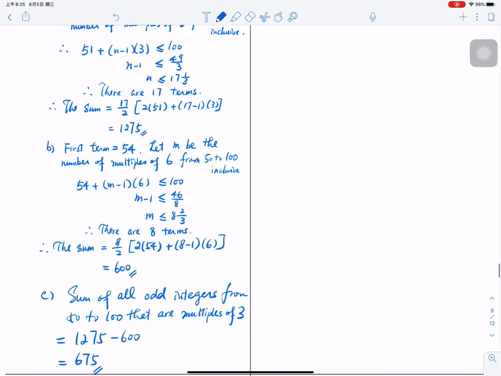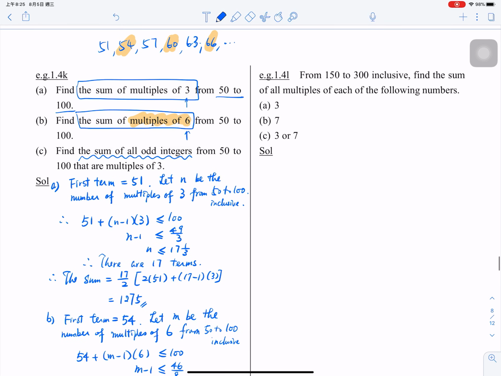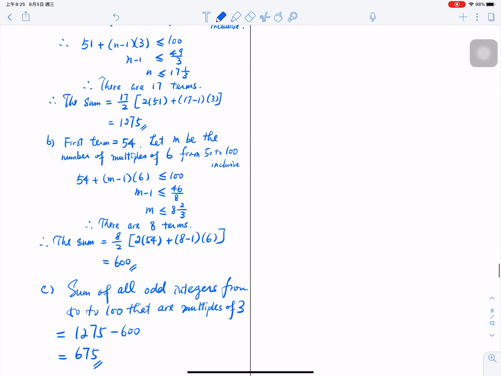Okay? Understand how to do this one? You can have a look once again by yourself.